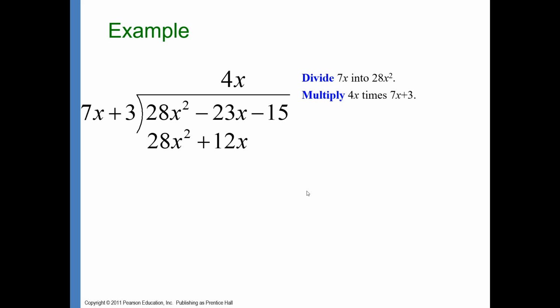Okay, good. Now every time we do this, guaranteed, unless we made a big mistake, the leading terms will have to cancel, won't they? Because that's how we chose the 4x. We chose the 4x as what happens when we divide 28x squared by 7x. So we always know when we distribute, these two things are going to cancel every time. So then we subtract.